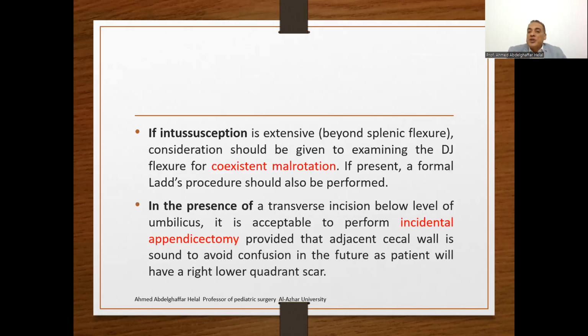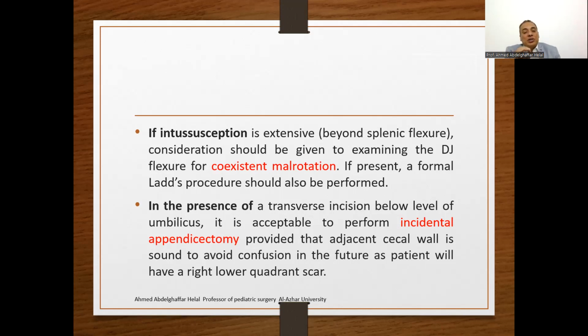If intussusception is extensive beyond the splenic flexure, consideration should be given to examination of the duodenojejunal flexure for coexisting malrotation. We speak about Waugh syndrome, the association between malrotation and intussusception. If present, a formal Ladd procedure should be performed.